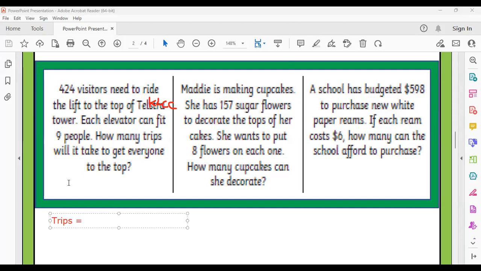Durgesh, the number sentence would be 424 divided by 9. Good. And then you can work out the rest. Got it?